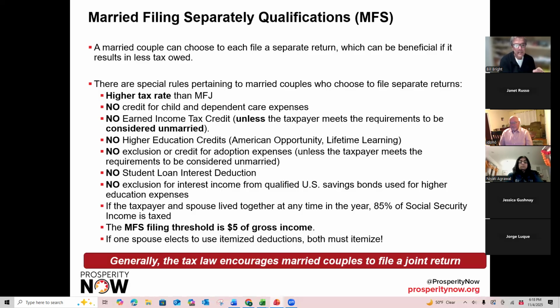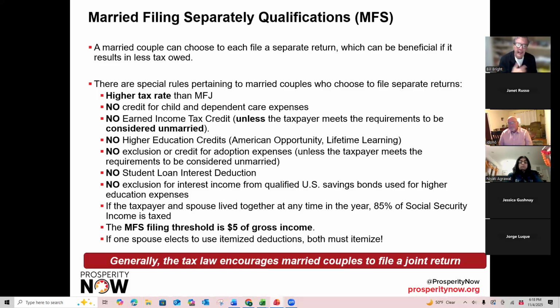If the taxpayer and the spouse live together at any time in the year, 85% of Social Security is taxed, period, even if they don't have other income that would justify paying tax on 85%. And the filing threshold is only $5 of gross income. So if one spouse elects to use itemized deductions, they both must itemize.